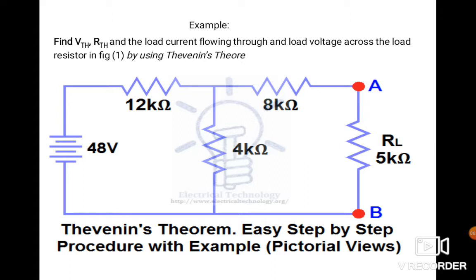So while finding the VTH and RTH of this given network, what I have said earlier, go and see step by step how to solve the Thevenin theorem. So this is the network. 48 volt is the source and the load is 5 kilo ohm. So you have to find the current over here. So this is the load resistance.